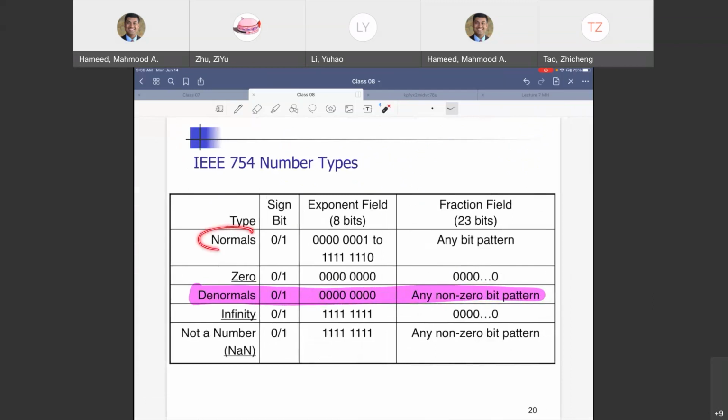We were talking about normals. We did a detailed discussion on normals. Over here, there's a range of the exponent field. It starts at 1, ends at 254. And any bit pattern over here goes in the fraction field. Could be positive, could be negative. How do you identify 0? Exponent field has to be 0, fraction field has to be 0. 8 bits 0, 23 bits 0, that's your 0. Denormals: exponent field has to be 0, fraction field has to be non-zero. That means any one bit has to be a 1. Infinity: exponent field has to be all ones, fraction field has to be all zeros. Not a number: exponent field has to be all ones. Any non-zero pattern for the fraction field gives you a not a number.